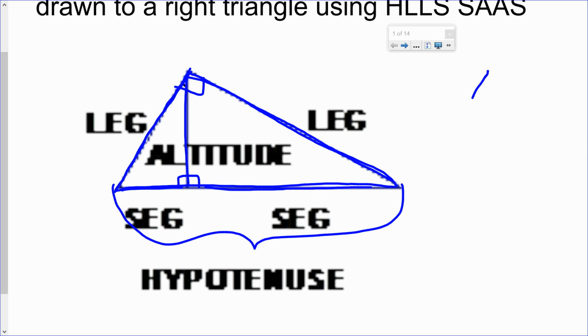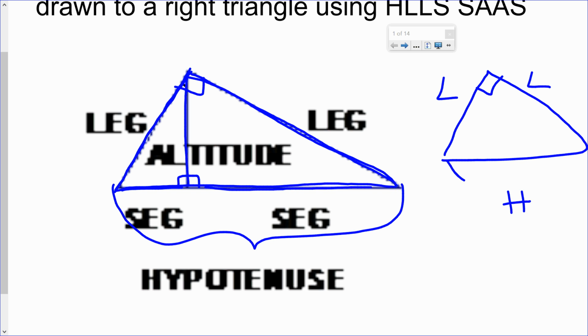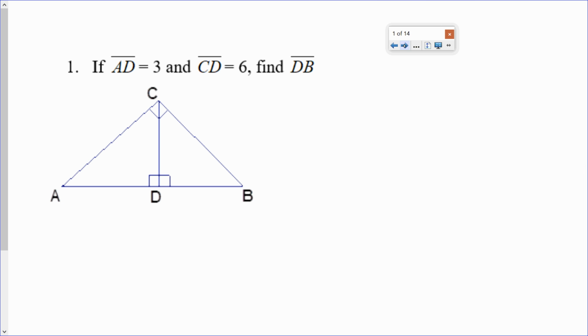I'm going to do that one more time off to the side. I've got a right triangle. These are my legs. This whole thing's the hypotenuse. An altitude is drawn, which breaks the hypotenuse into two segments. So you need to know that vocabulary in order to do this lesson. So let's get right into it.